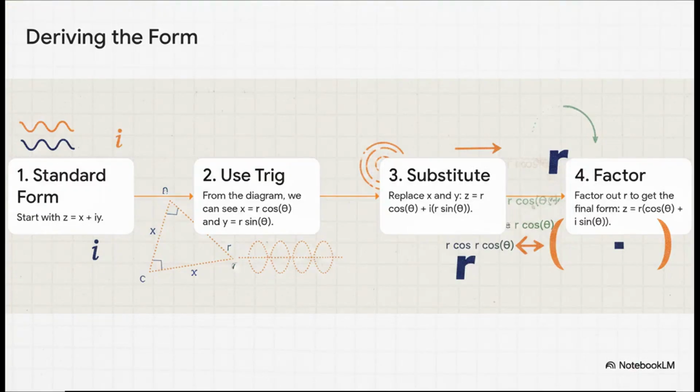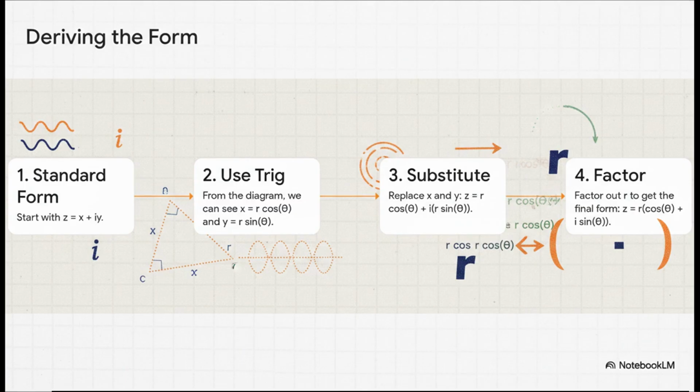So how do we get this new form? It's actually a really slick substitution. We start with our standard z equals x plus iy. Now remember that triangle? Well, from basic trig, we know that x is just the modulus, r, times the cosine of the angle, and y is just r times the sine of the angle.